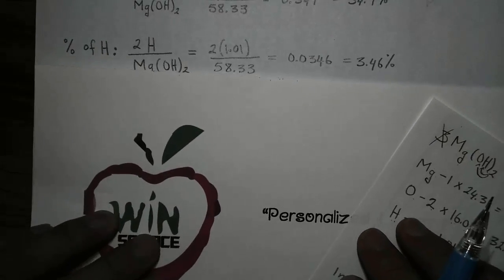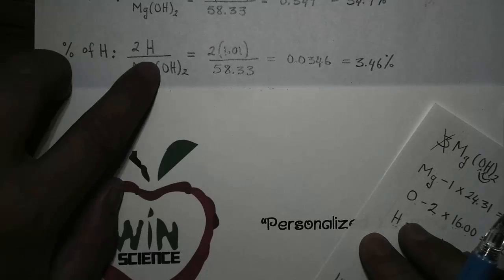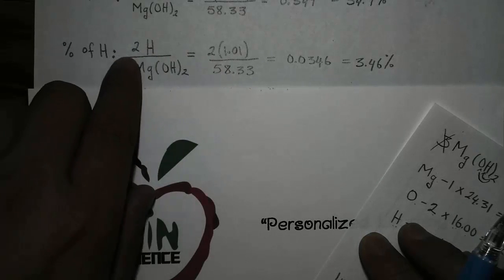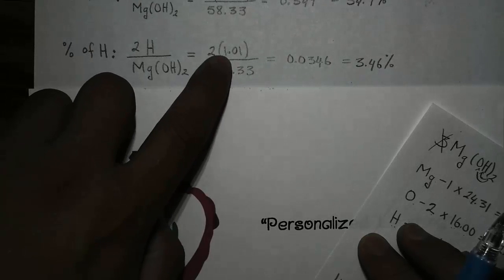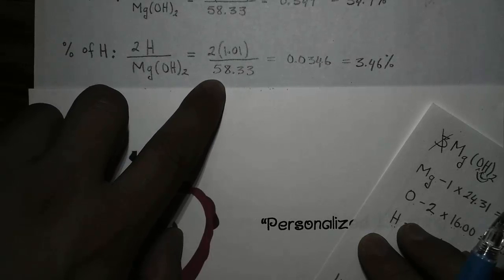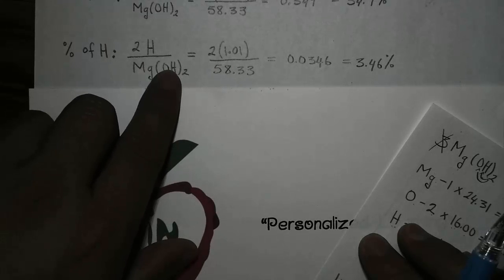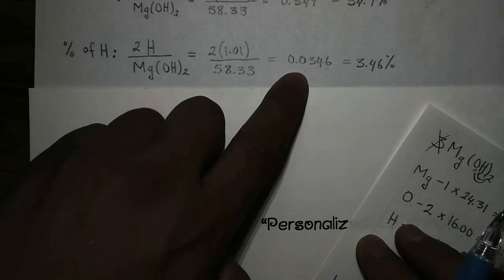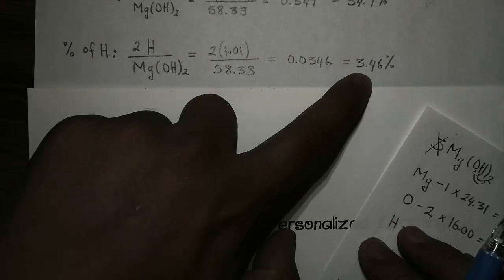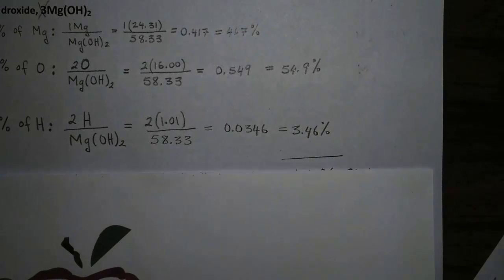Then we go to the last one, which is hydrogen. Since we are looking for hydrogen, again, the mass is going to be relative to hydrogen, which, in this case, we have 2 hydrogen in the compound. 2 times 1.01, that's the mass from the periodic table. And in this case, it's again divided by 58.33 because we are working with the same compound. So what we have here is 0.0346, or in terms of percentage, it is 3.46%.